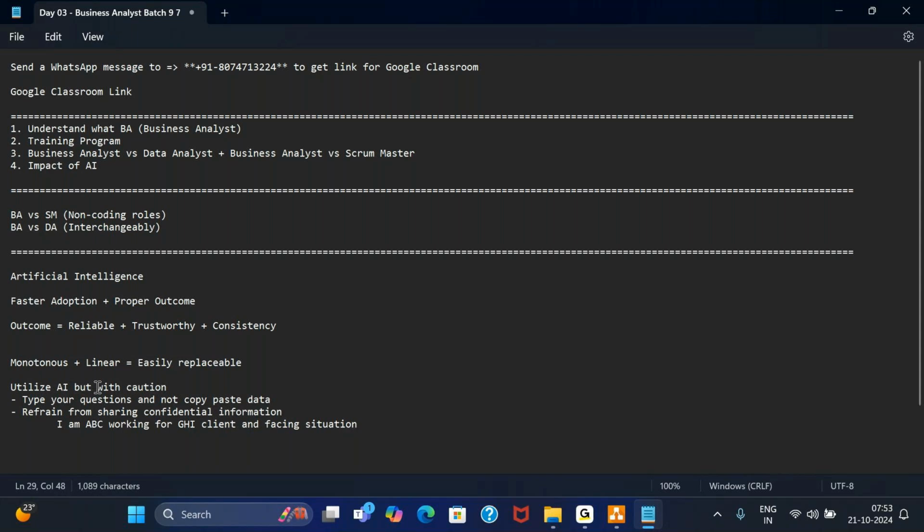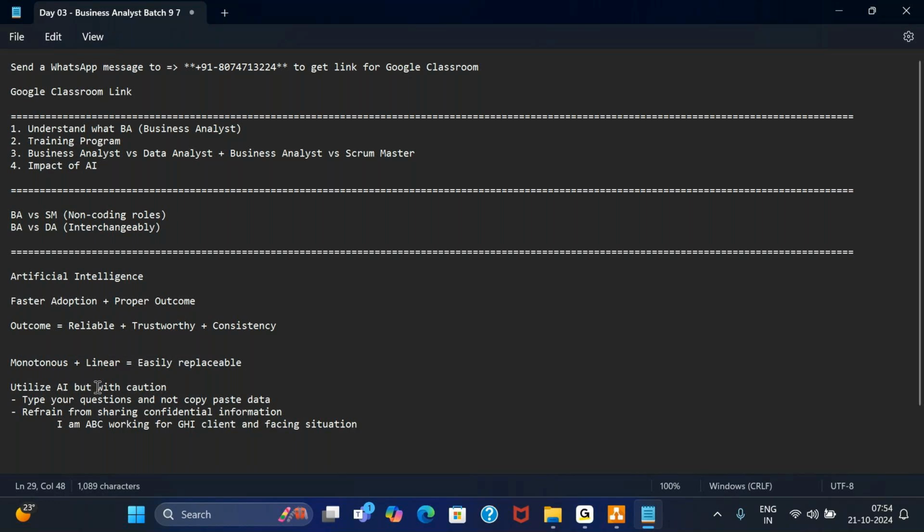Okay. As of now, the biggest concern over AI is how they are utilizing the data that we are sharing. So as much as possible, do not share any confidential data like who you are, which client you are working for, what kind of project you are working on. You can talk about a particular scenario to an AI, but don't share personal or confidential information. And the best way to avoid sharing this information is to ensure that you are always typing in your questions and not doing copy paste. Mostly when we do copy paste, we tend to make mistakes.